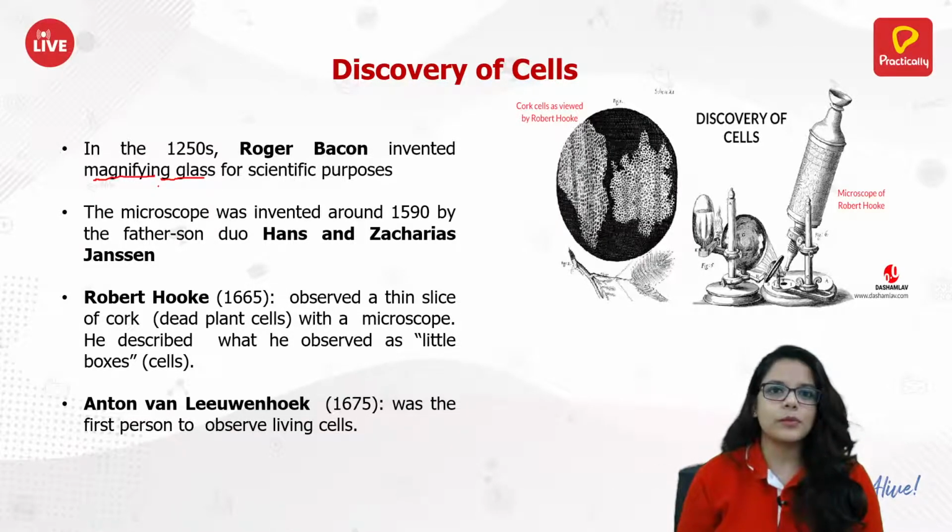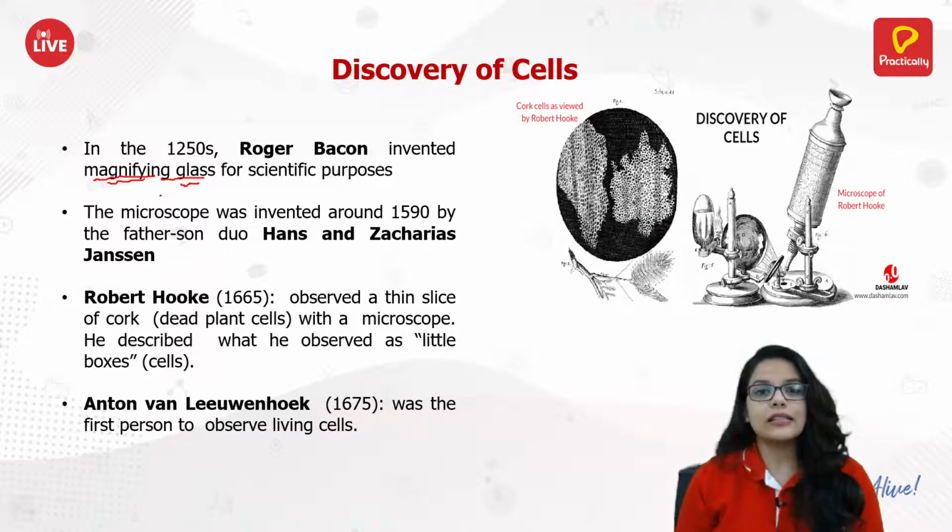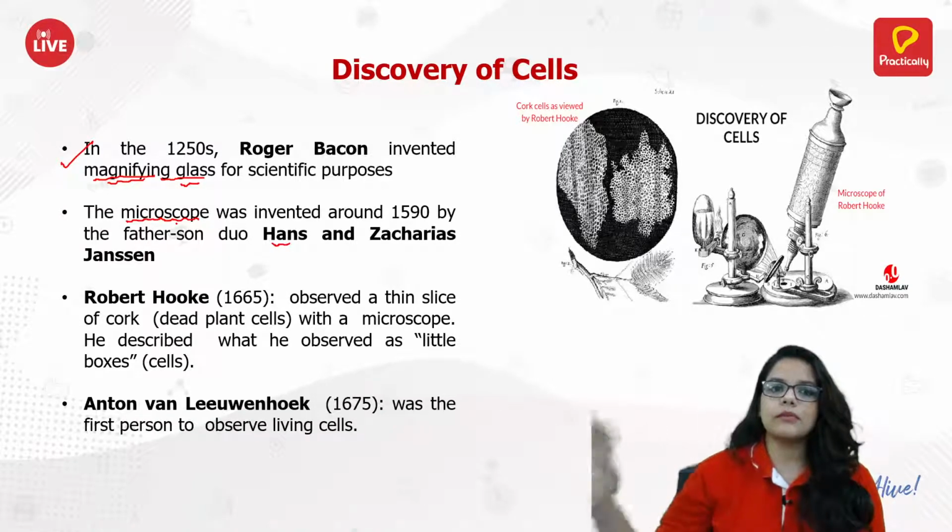He was basically a brilliant person, and he was the one who identified the magnifying glass. So why the magnifying glass? Because only if there is a magnifying glass can we see the cells, right? Cells cannot be seen with the naked eye. We need something to see them. That is where it started. He discovered the magnifying glass. Done. Now, some 200-300 years after that, a father and son duo called Hans and Zacharias Janssen invented the microscope. The magnifying glass was done by Roger Bacon.